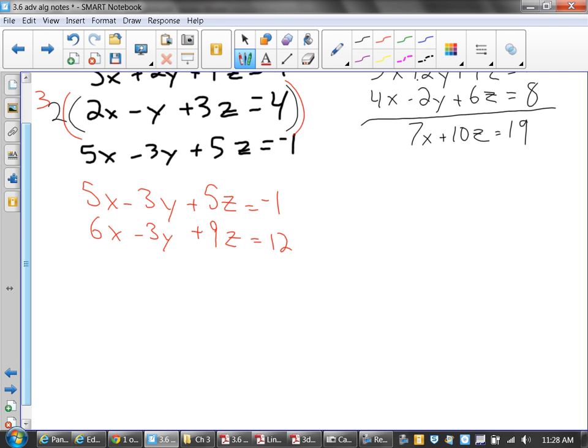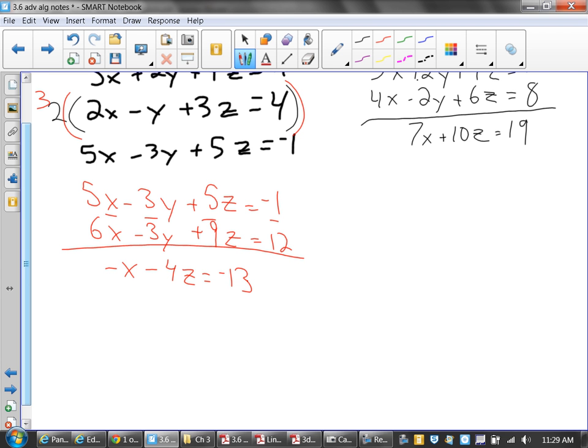Now I have the same coefficients, the same signs. What do we do? Subtract. Good. Now I'm going to put the subtraction symbol all the way across, and the reason I do that is so I don't forget to subtract each of the 4 pieces. We have 4 subtraction problems now. 5 minus 6. This one drops. 5 minus 9. And then -1 minus 12. So far, so good? All right.